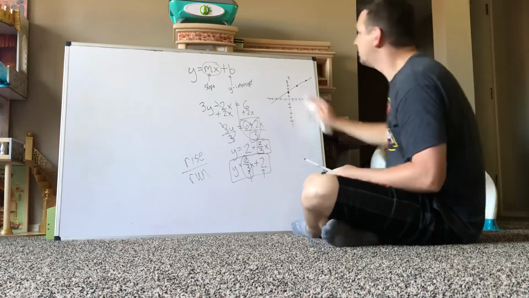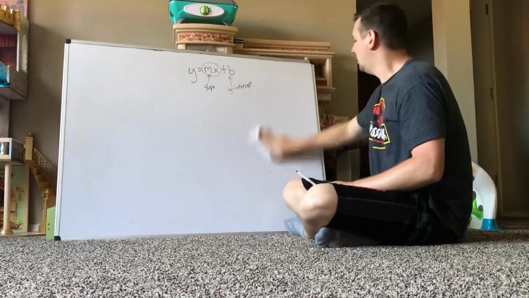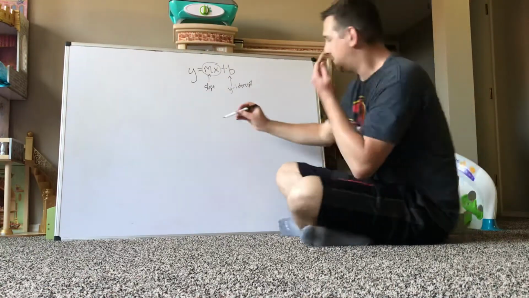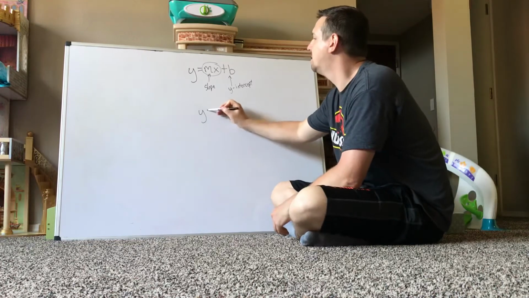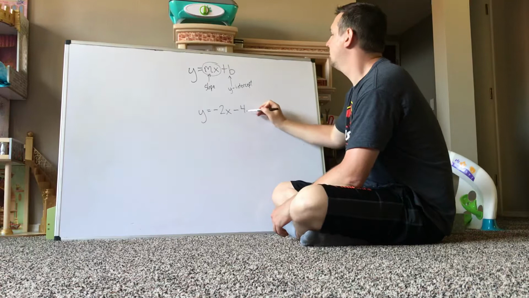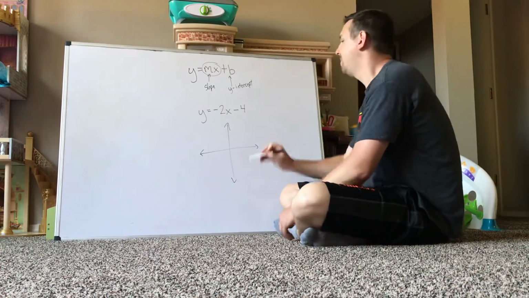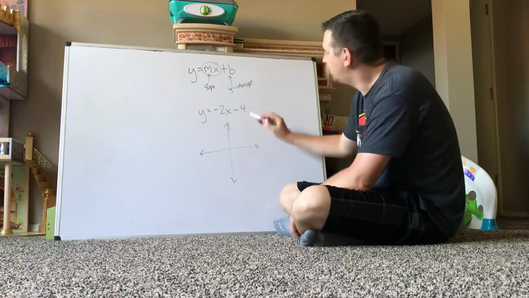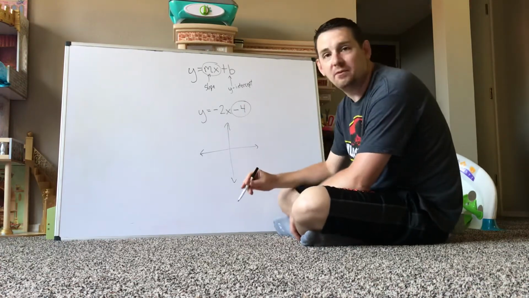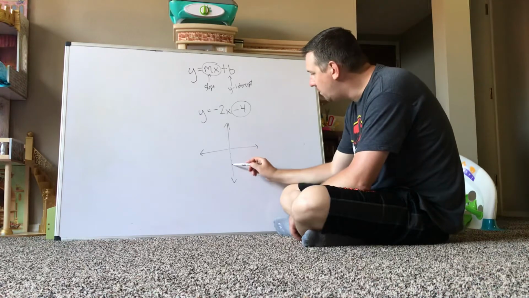We'll do that again. We'll do another one. Okay, so if I just had this, and I said graph this, first thing you need to do is find the y-intercept. That's -4. So we're on the y line, and we're going to go 1, 2, 3, 4. Put a dot.